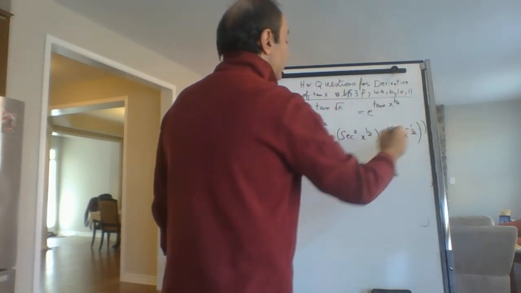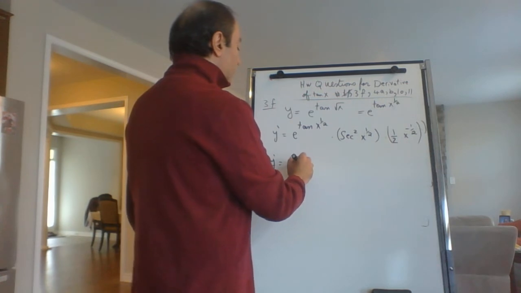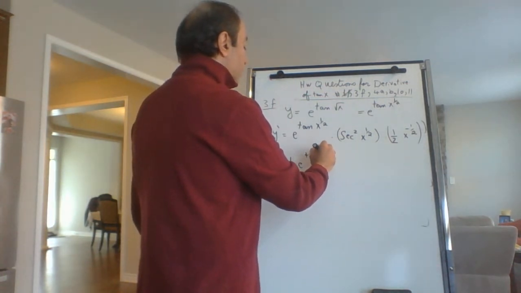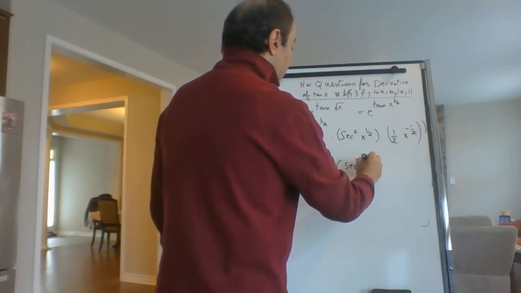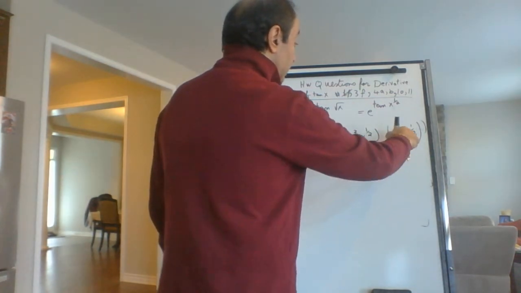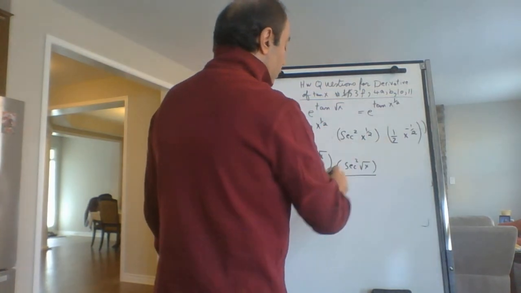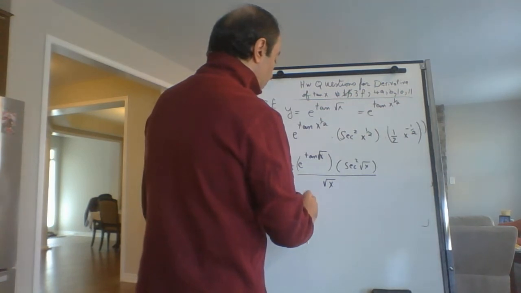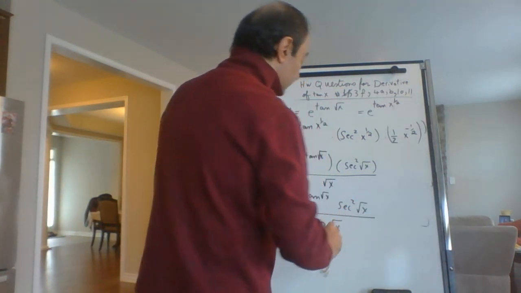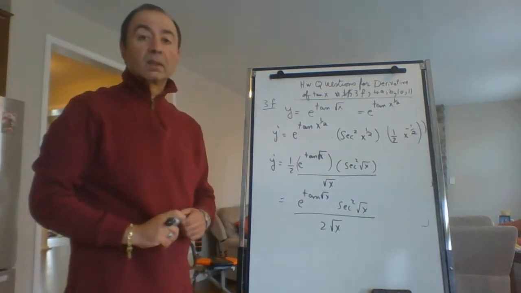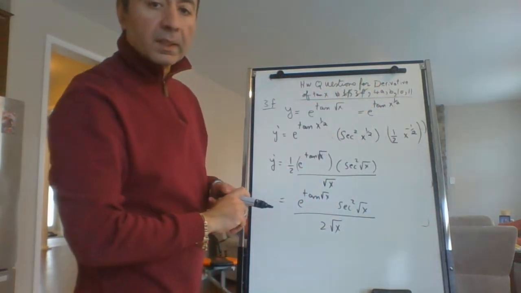We are done with the calculus work. We can write this in a better way. So y prime will equal 1 half e to the power of tan square root of x, secant squared square root of x, times this. I can take it down and change the sign, so it will be over 2 x to the power of 1 half, which is square root of x. So I can write this as e to the power of tan square root of x secant squared square root of x over 2 square root of x. And this is the best way we can write it. Okay, this is number 3F. So we still need the 4A and B.